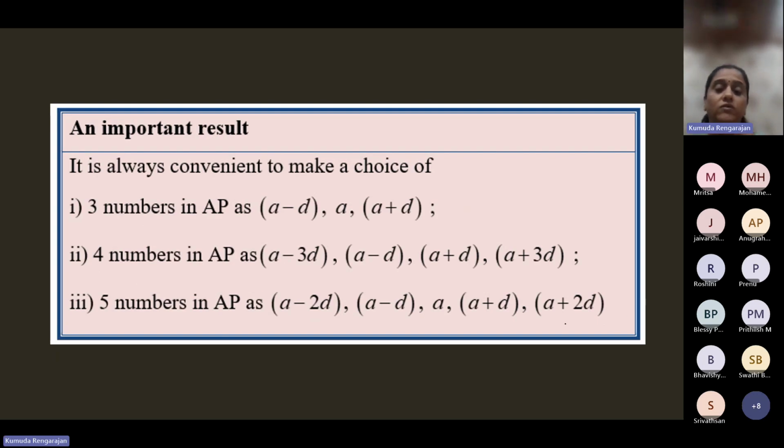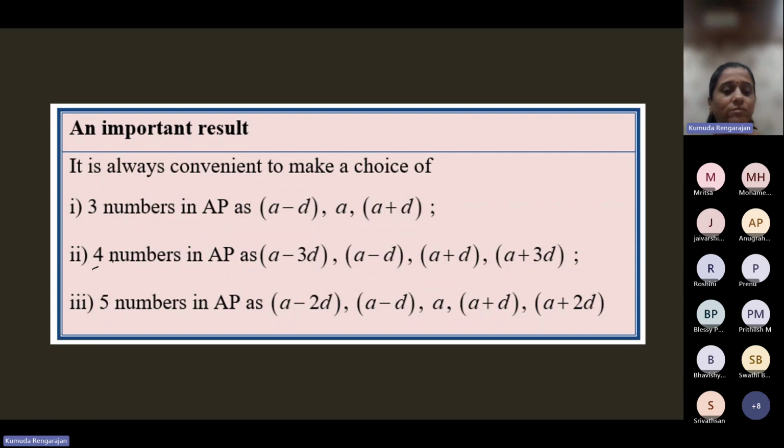Now in some questions, you'll have to assume 3, 4, or 5 numbers in arithmetic progression. In some questions, you will have to find 3 numbers that are in arithmetic progression, or find 4 numbers, or 5 numbers that are in arithmetic progression. In such cases, it's always convenient to assume the numbers like this. If you have to find 3 numbers that are in AP, then use this assumption. Let the 3 numbers be A minus D, A and A plus D.